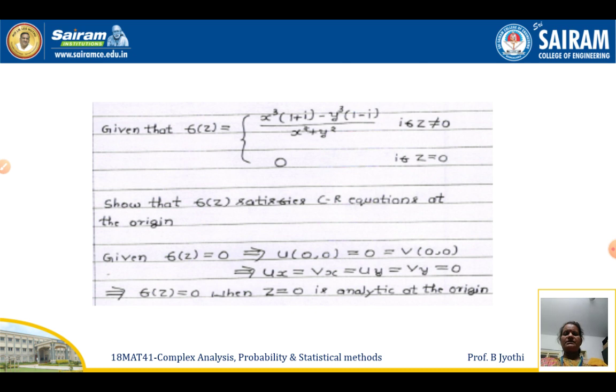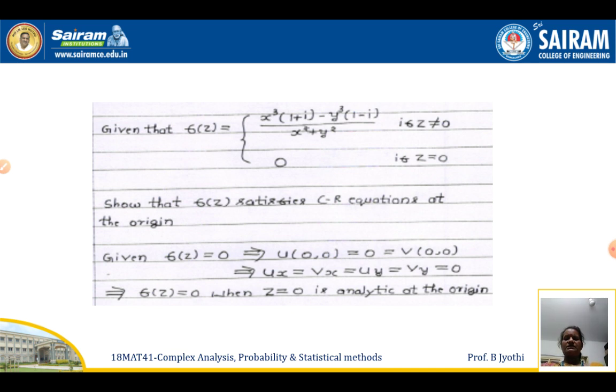Given that f(z) = (x³(1+i) − y³(1−i)) / (x² + y²) if z ≠ 0, and it is 0 when z = 0. Show that f(z) satisfies the CR equations at the origin.